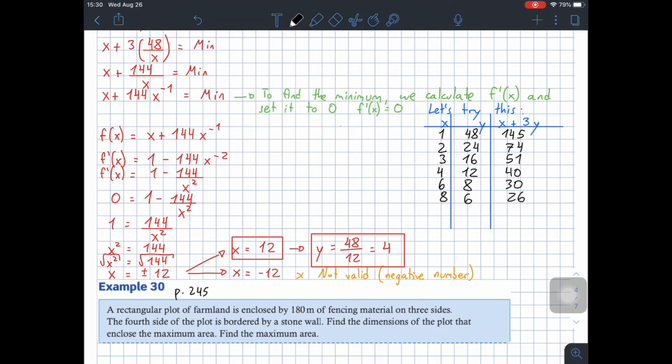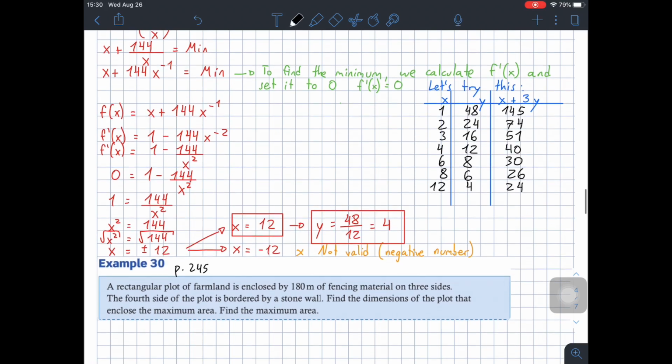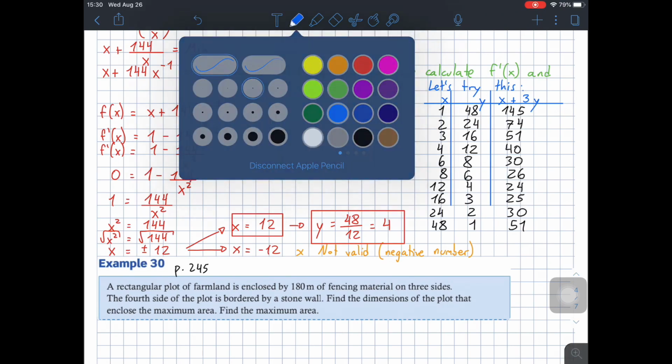So then we have 8, 6, then 12 and 4, which is our solution, right? 12 and 4. If we apply this to the formula, we get as a result 24. Then 16 and 3, this produces 25. Then 24 and 2, this produces 30. And finally, our last option is 48 and 1. And this produces, as a result, 51, if we apply it to the formula.